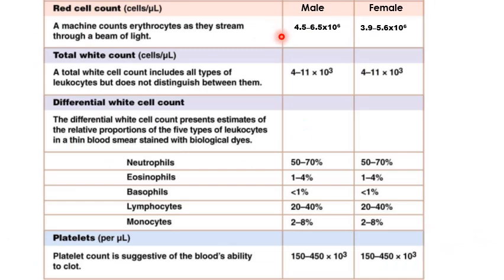If you look at the numbers of your blood cells, a healthy adult male will have about 4.5 to 6.5 million red blood cells in every microliter of blood, whereas a healthy adult female will have about 3.9 to 5.6 million red blood cells in every microliter of blood. So females tend to have fewer red blood cells than males, as testosterone is known to increase red blood cell numbers.